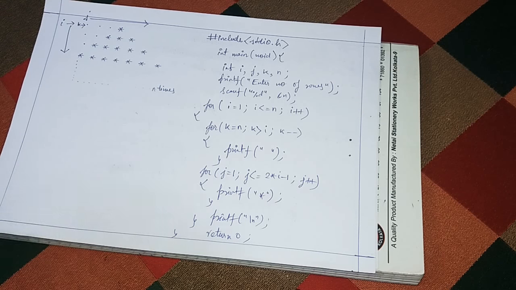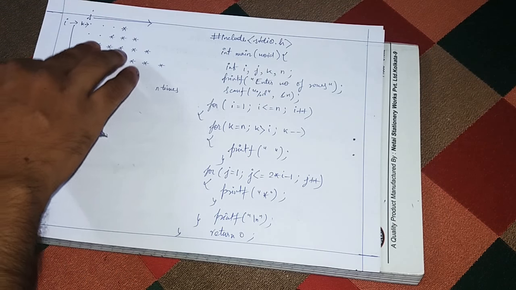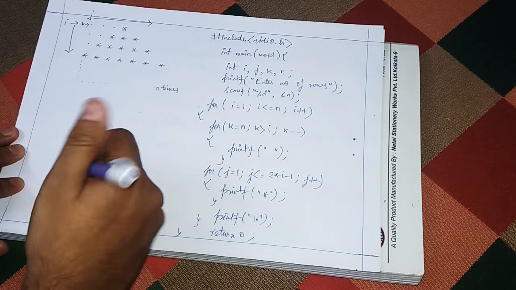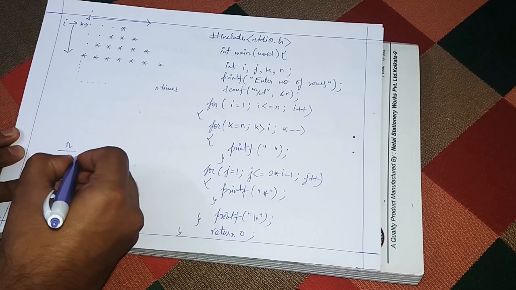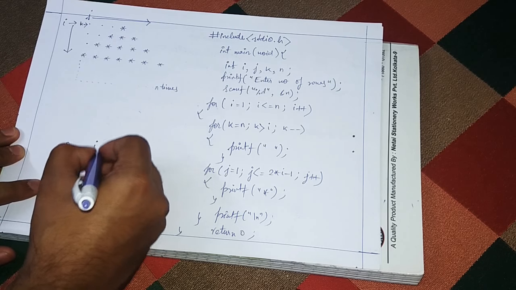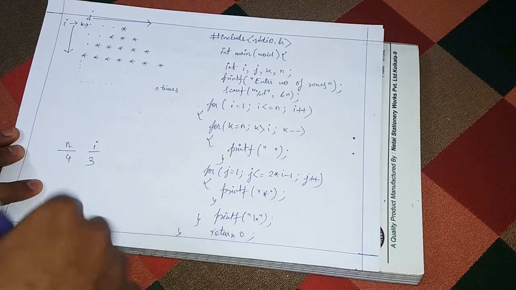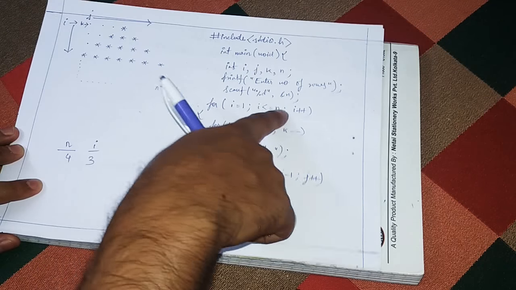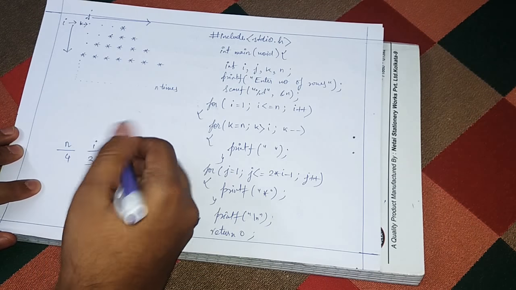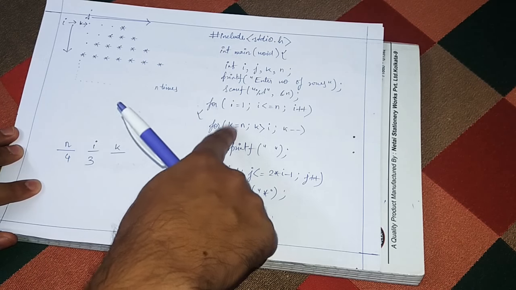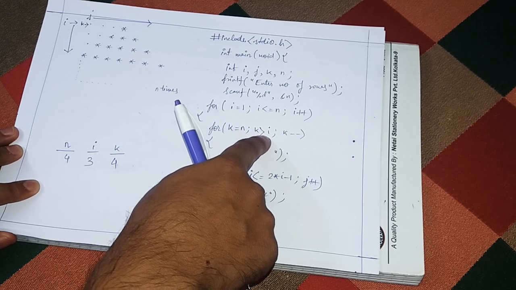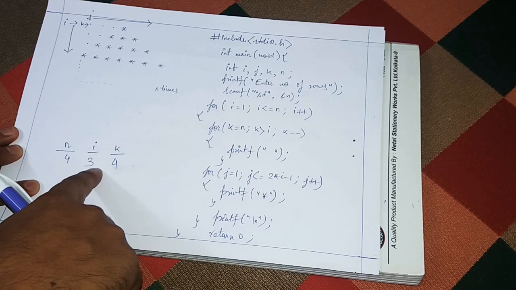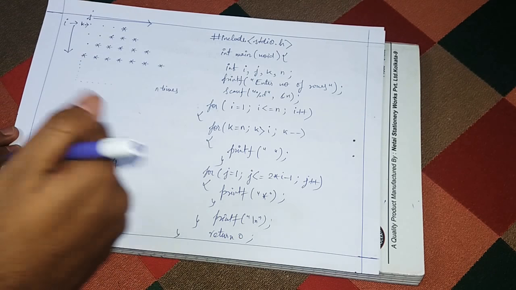We'll just take an example and try to trace it out. Suppose we are printing the third row. The user has given the value of n as 4. So in the third row the value of I will be 3. Now the k loop will start. k will be equal to n, which is 4. Is k greater than I, 4 greater than 3? Yes, which is true. It will come inside and print a space.